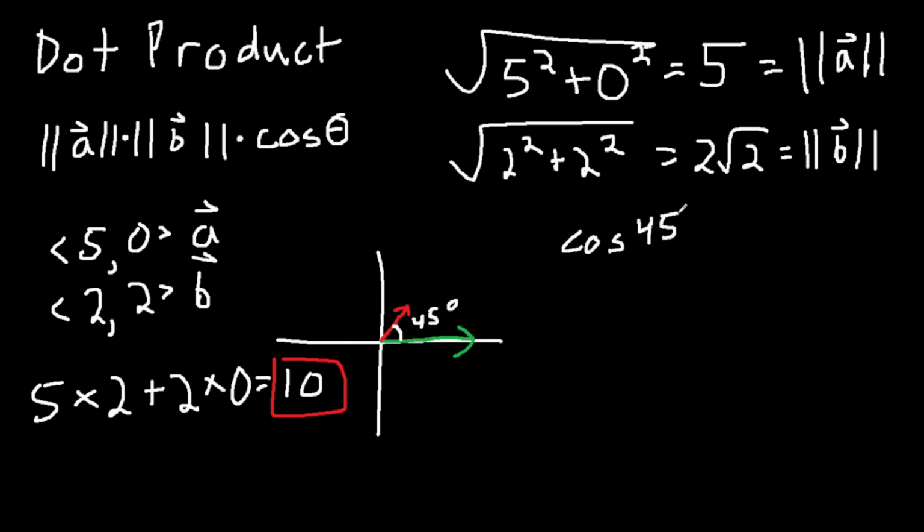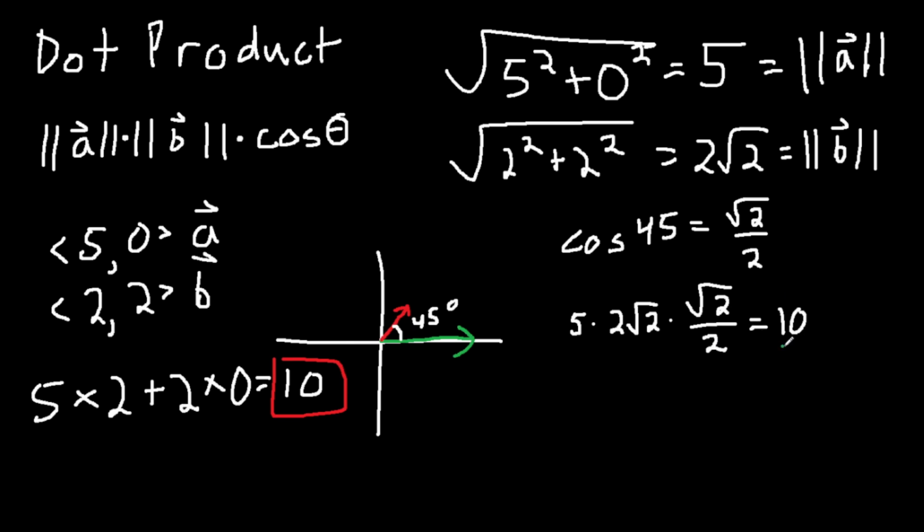The cosine of 45 is square root of 2 over 2. And if we multiply all this together, 5 times 2 square root of 2 over 2, all of this simplified turns out to be 10. So you can solve it both ways. They're both the same. But the dot product is very useful when you're trying to find the angles between vectors.